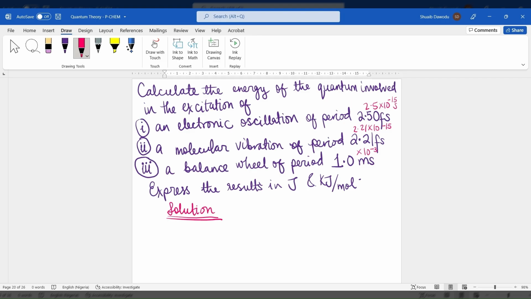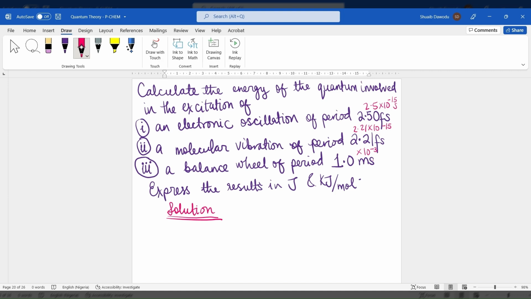Another thing you have to know is that number one, number two, and number three are three independent questions, and they do not rely on each other. So I'm not going to solve number one and use the answer to solve number two, neither am I going to solve number two and use the answer for number three. They were just asked to calculate the energy of the quantum of each one of the three.